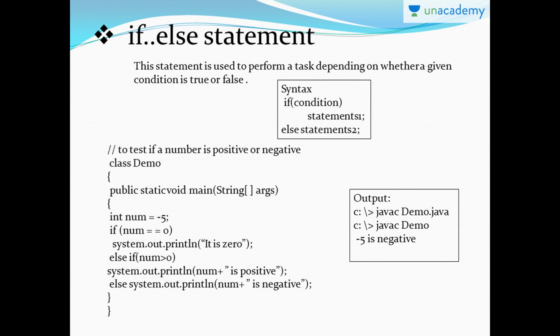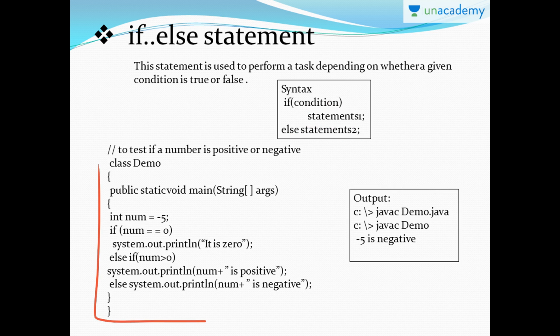So the if-else control statement is the first control statement. As you see in the statement itself, if-else means only if the condition is true, the next statements will be executed. Otherwise, it is else: either it has to come out or the else statement has to execute. This statement is used to perform tasks depending on whether the given condition is true or not. As per syntax, if the condition is true, this statement will be executed. If not, else, this statement will be executed.